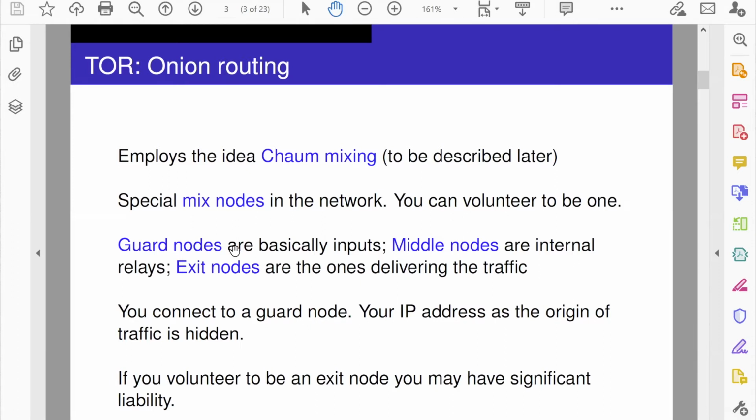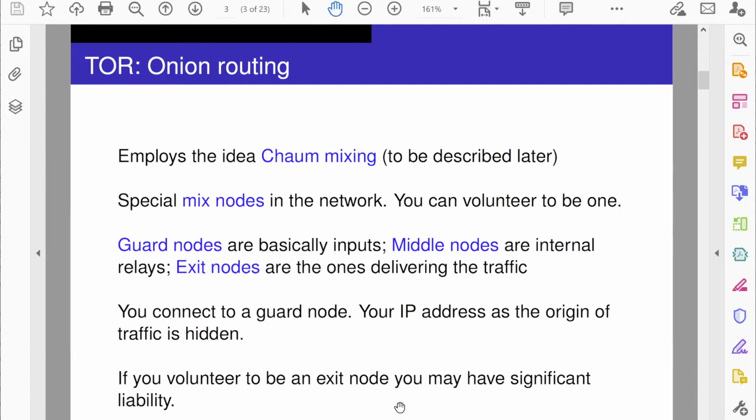Roughly speaking, when somebody wants to communicate anonymously, they connect to an entry node, which is called a guard node in Tor. And then there's some relaying, which might just take three hops, where a guard node would relay to something called a middle node, and then to an exit node, which is the one delivering the traffic. Now you can volunteer to be a middle node or an exit node. And if you're an exit node, you tend to have liability because it looks as if the traffic is coming from you. So if you're doing something nefarious, or you're enabling somebody to do something nefarious, then you're kind of the one in trouble.